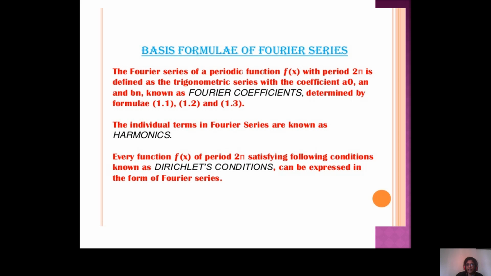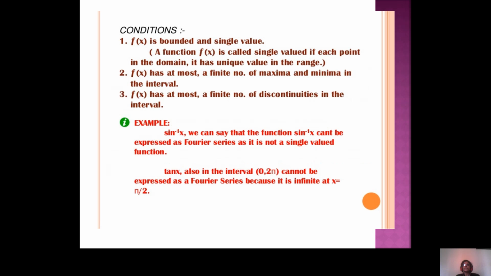Every function f of x of period 2 pi that satisfies the following conditions, known as Dirichlet's conditions, can be expressed in the form of a Fourier series. So the periodic function f of x with the period 2 pi is defined as a trigonometric series with the coefficients a naught, an and bn, which are Fourier coefficients, and the individual terms in the Fourier series are known as harmonics. So what are the conditions we have to observe?